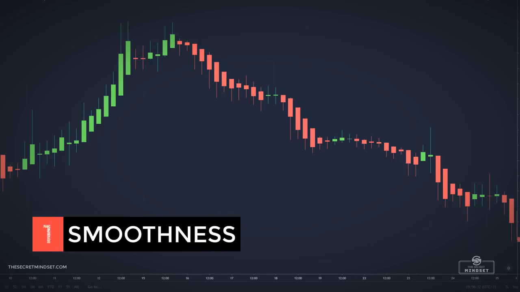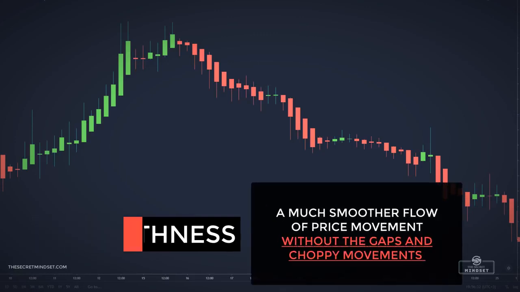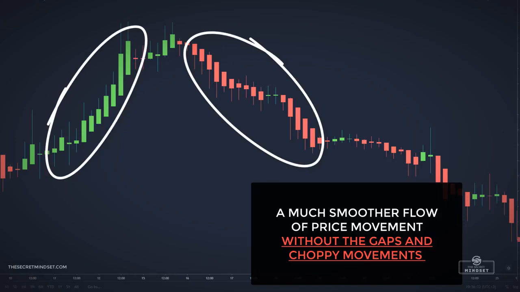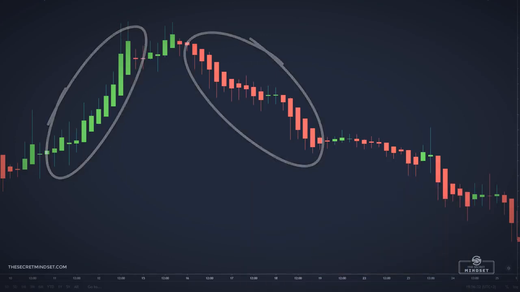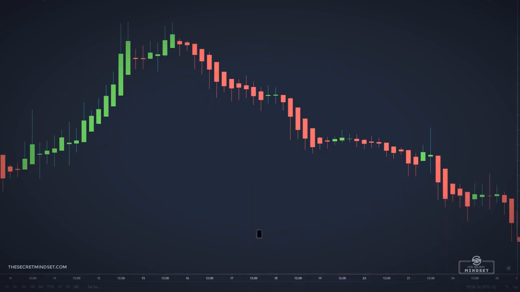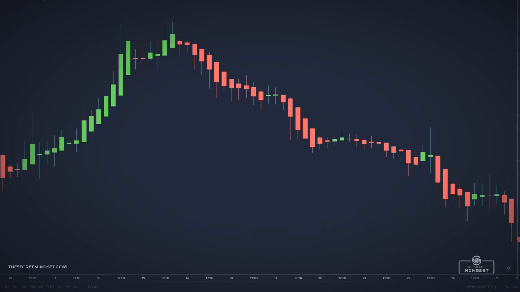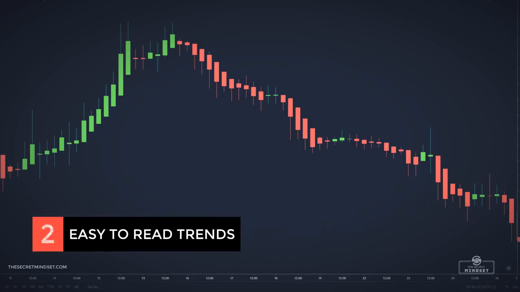The first is the smoothness. The Heikin Ashi chart creates a much smoother flow of price movement without the gaps and choppy movements typical price action can make. Heikin Ashi indicator compared to the regular price chart slows down the speed of the market, eliminating unnecessary false signals. Also, it's easy to read trends.